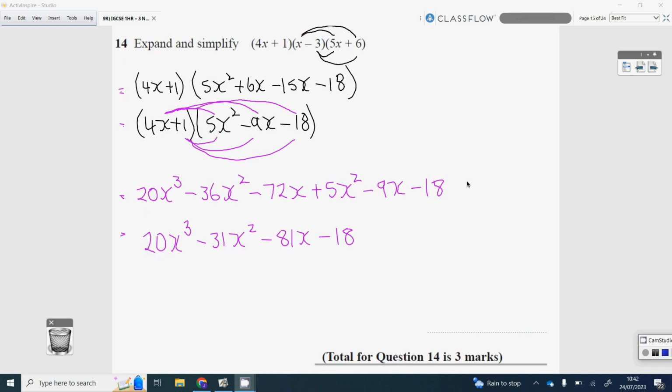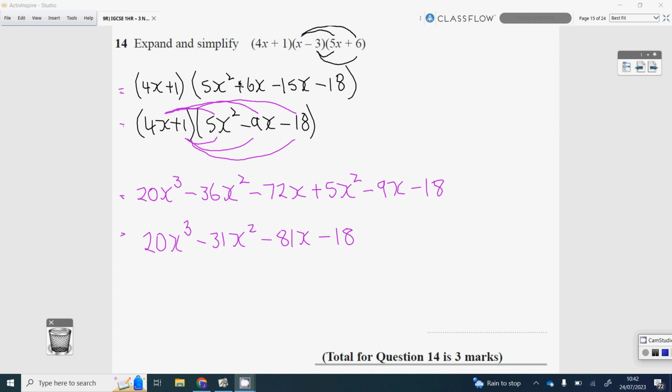Question 14. So you're just going to start off by multiplying out two of the brackets. Doesn't matter which two. So I'm going to leave the 4x plus 1 alone and multiply bracket 2 by bracket 3. So I've got my four clause. I'm going to do x times 5x, x times plus 6, minus 3 times 5x, and minus 3 times 6. So x times 5x is 5x squared. x times plus 6 is plus 6x. Minus 3 times 5x is minus 15x, and minus 3 times plus 6 is minus 18.